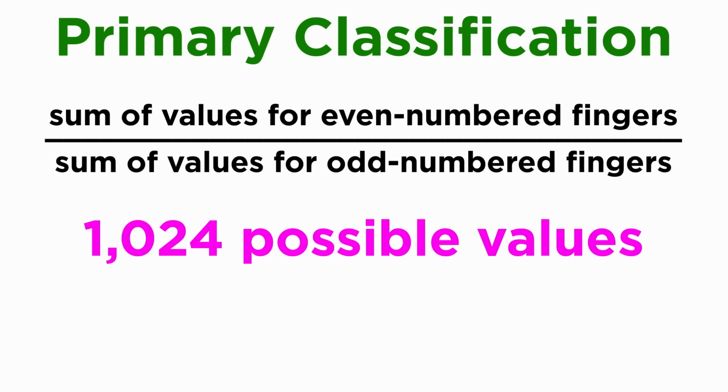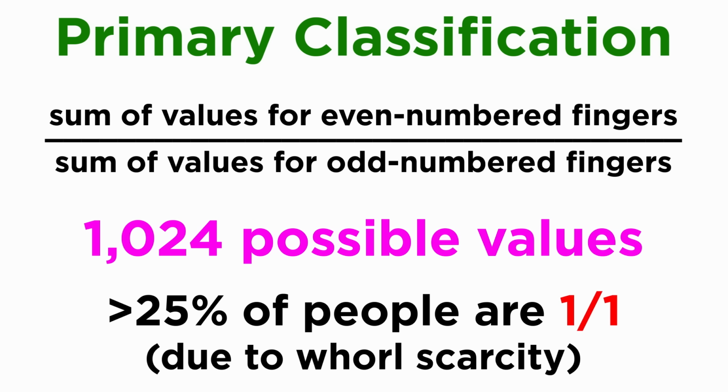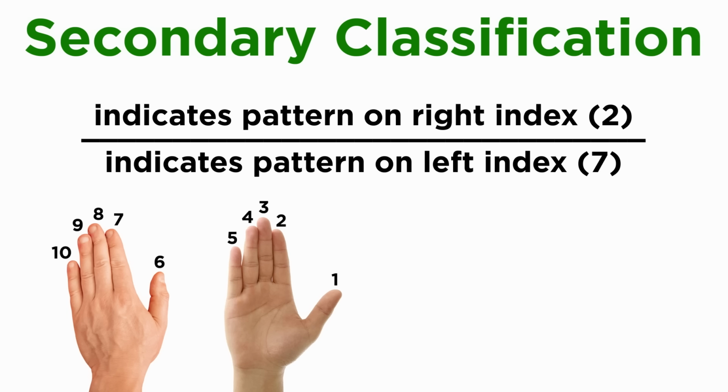Primary classification, though it technically generates 1024 combinations, or 32 times 32, practical limitations arise. Over 25% of people fall into the 1/1 category due to whorl scarcity, underscoring the need for deeper classification. Secondary classification simplifies things by encoding patterns on the index finger. The right index, finger 2, dictates the numerator, and the left index, finger 7, dictates the denominator.